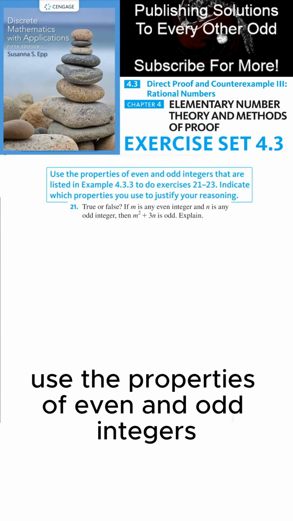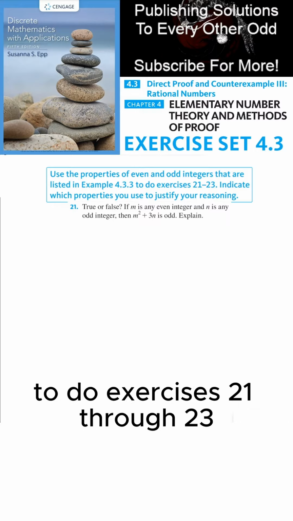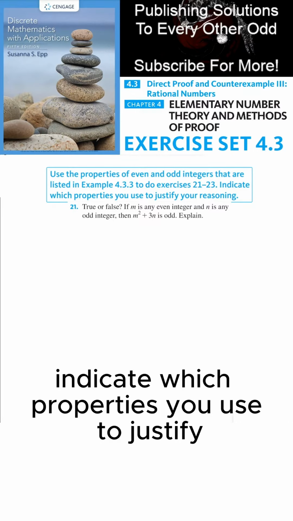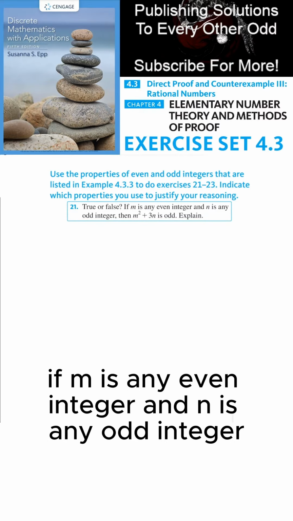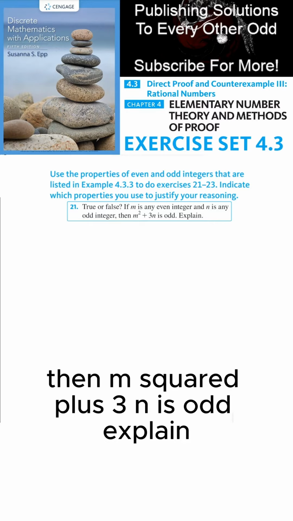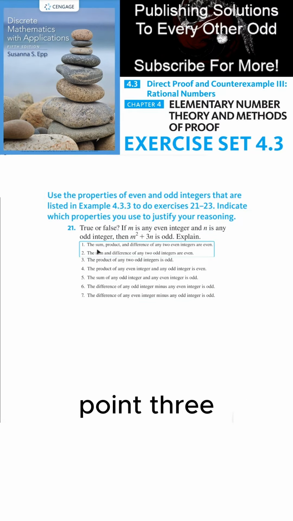Use the properties of even and odd integers that are listed in example 4.3.3 to do exercises 21 through 23. Indicate which properties you use to justify your reasoning. True or false, if m is any even integer and n is any odd integer, then m squared plus 3n is odd. Explain. So here are the properties of even and odd integers that are listed in example 4.3.3.